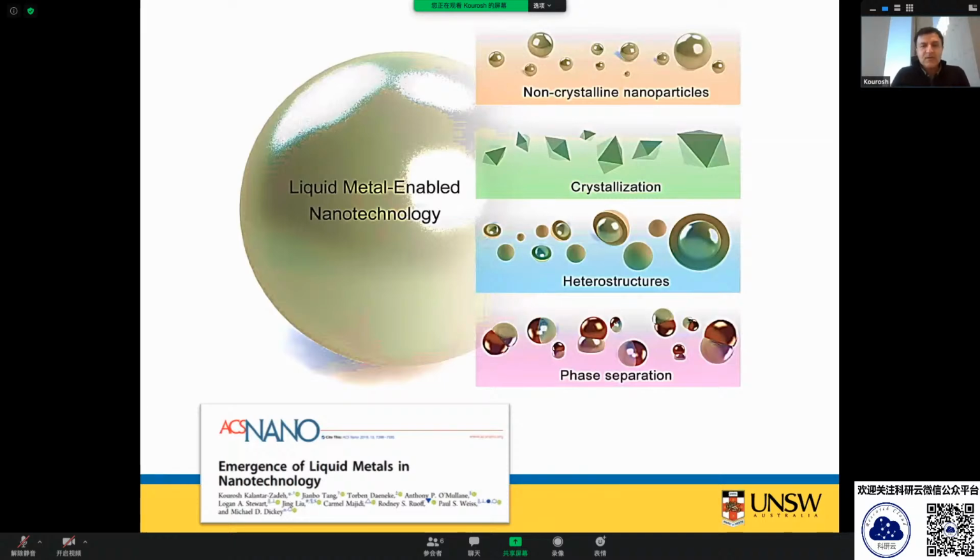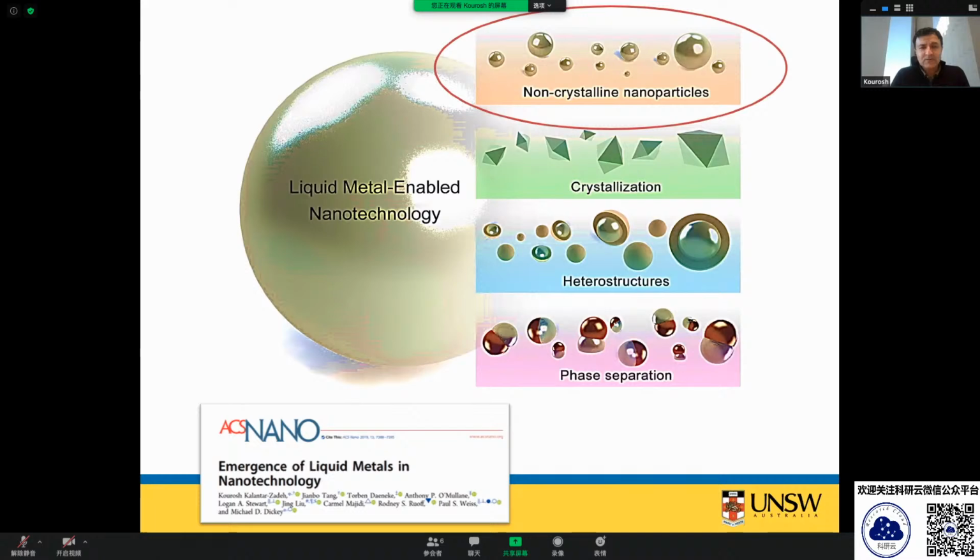Today I'm going to talk about a few different topics that we worked on in my group, but the research on liquid metals is not limited to this. Basically, you can expand it to anything you can imagine. Liquid metals, like any other liquids, are solvents. You can use them as solvent to create things. But let's go to the topic of today.